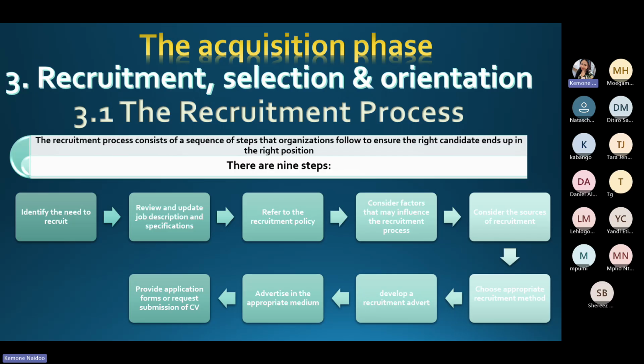And then in the last step, we are just requesting the submission of CVs. So usually when you put out a job ad, you want people to send in their applications. Sometimes a company will provide an application form, which also gives you all the information that you need from a future employee.